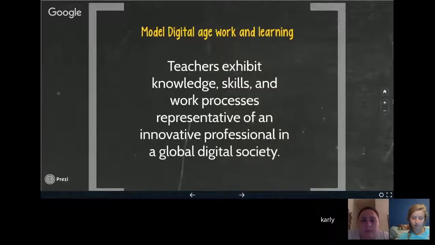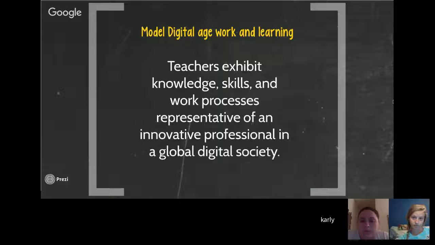For the first one, model digital age work and learning, teachers exhibit knowledge, skills, and work processes representative of an innovative professional in a global digital society. What this means is that teachers are going to be demonstrating fluency of the technology in the classroom. They're going to be collaborating with students, peers, parents, members of the community, just collaborating with people in general using the technology. And they're also going to model and facilitate effective uses of the current technology that they're going to be using in the classroom.